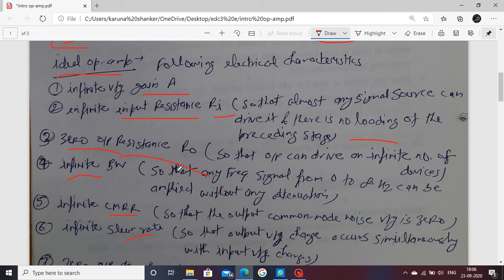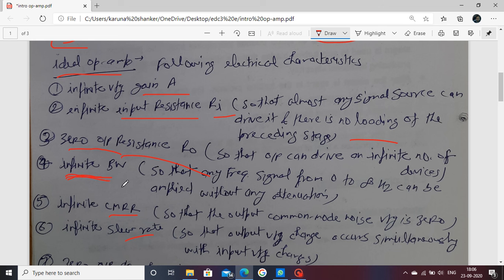Infinite bandwidth is represented next. What it means is that any frequency signal from 0 to infinite hertz can be amplified without any attenuation. If a device such as your op-amp has infinite bandwidth, then 0 hertz is amplified by this amplifier, and 1 kilohertz is also amplified. This depends on your infinite bandwidth property.